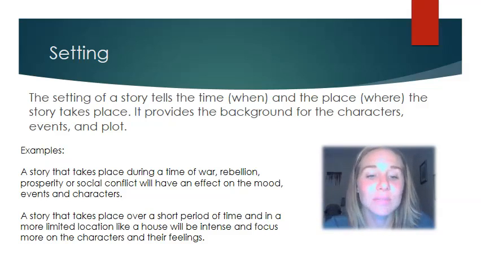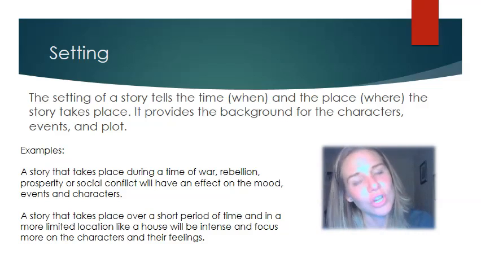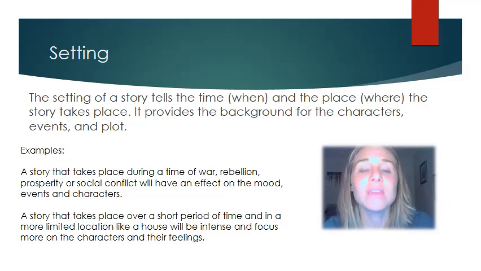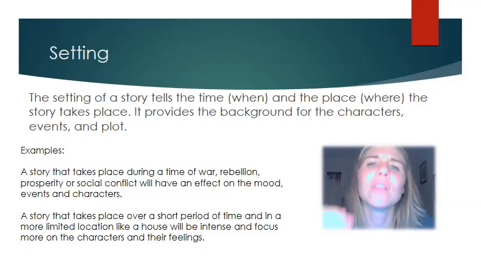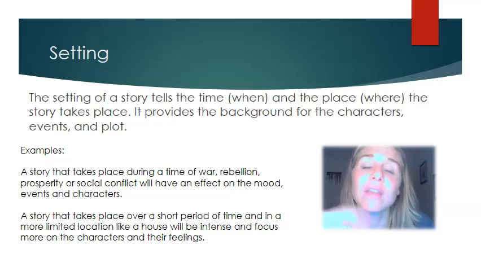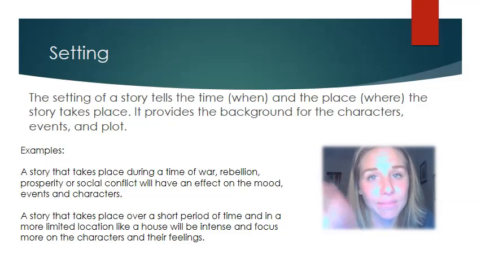A story that takes place over a short period of time and in a more limited location, such as a house, will be very intense and will focus more on the characters themselves and those characters' feelings rather than things going on around them.